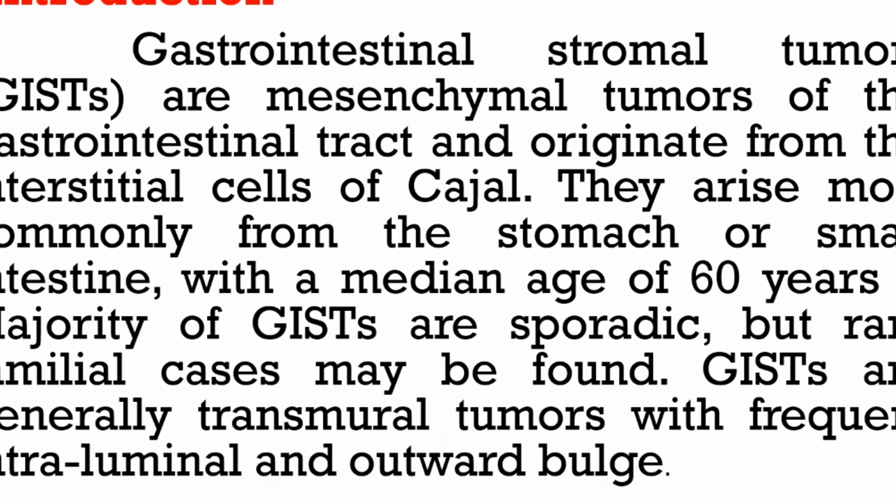Okay. So in the introduction, gastrointestinal stromal tumors are mesenchymal tumors of the gastrointestinal tract and originate from the interstitial cells of Cajal. They arise most commonly from the stomach or small intestine with a median age of 60 years. The majority of GIST are sporadic, but rare familial cases may be found. GIST are generally transmural tumors with frequent intraluminal and outside bulging.